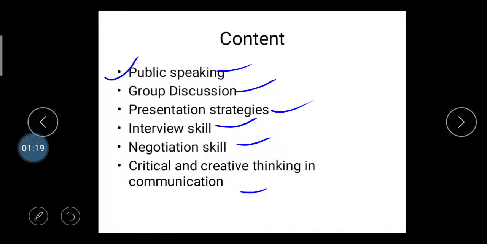What is the simple meaning of public speaking? When you speak in front of a number of audience, it's called public speaking. Take the example: whenever you speak in front of an audience, as a student, when you give a speech in the auditorium hall in front of all your classmates and the teachers, it's called public speaking.